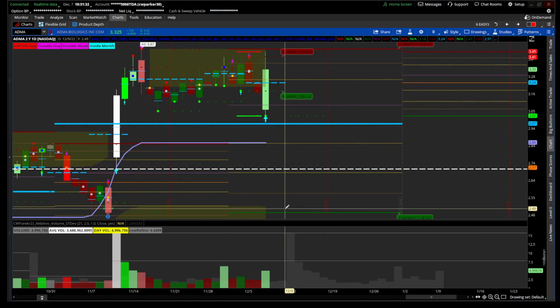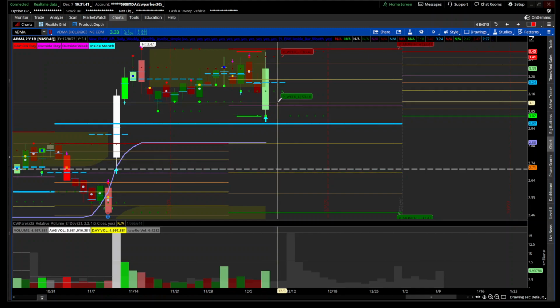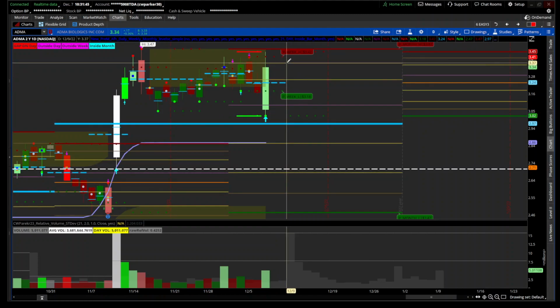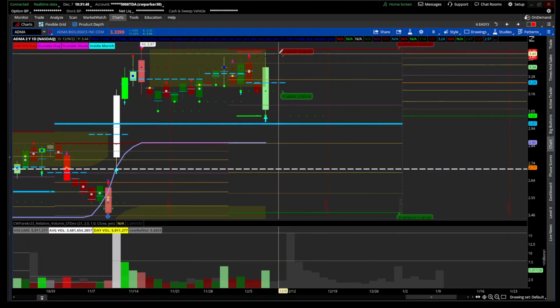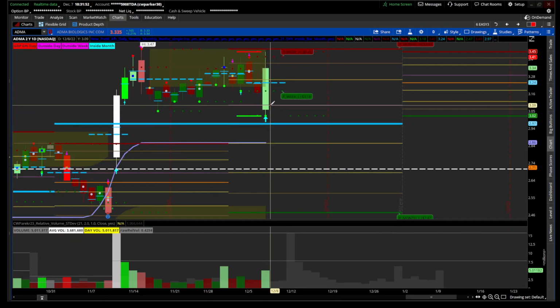So our previous month lows here, our previous month highs here. Here's our 50% retracement, which is the previous month's midpoint. 61.8, that's where it dropped down to. 78.6, 90, which is 10% away from our high. So that's where this stock is trading at right now.